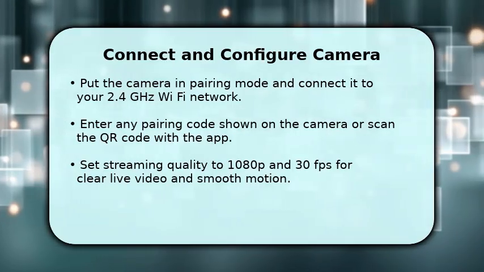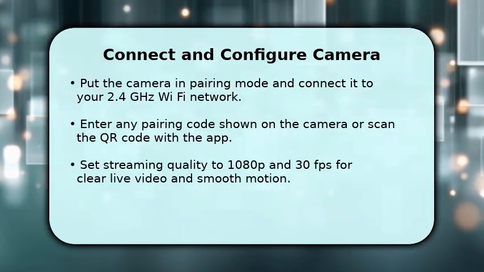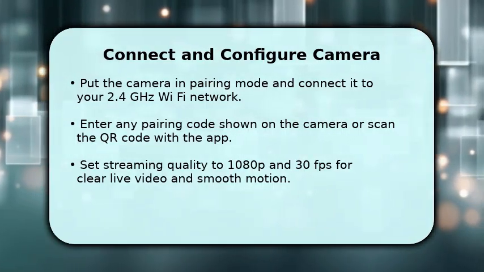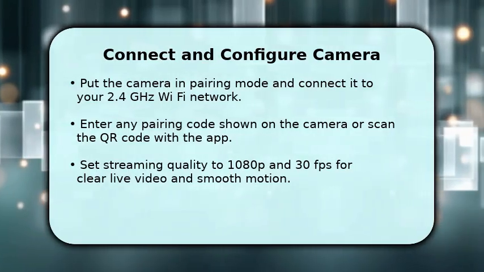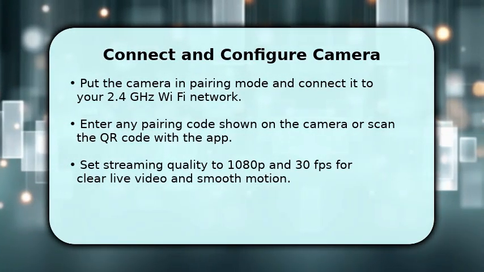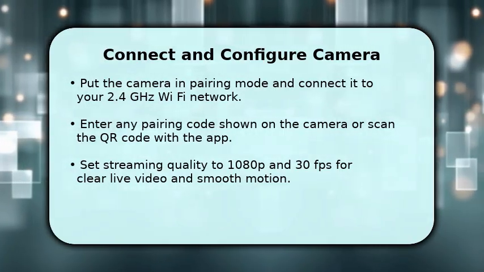Enter any pairing code displayed on the camera or scan the printed QR code using the app camera feature. Name the camera logically, for example front door or nursery, to find it quickly later. Set the streaming quality to 1080p and 30 FPS for clear live video and smooth motion viewing.